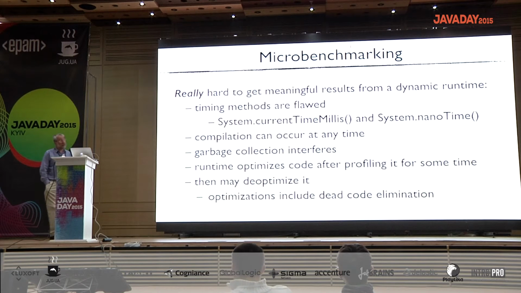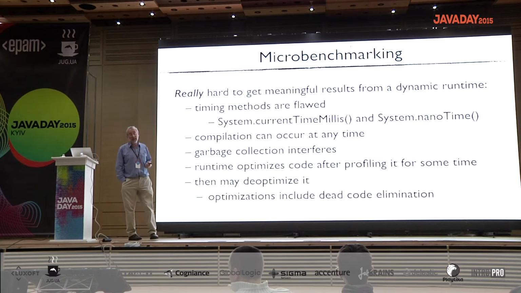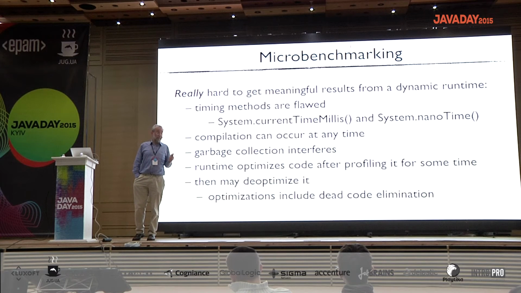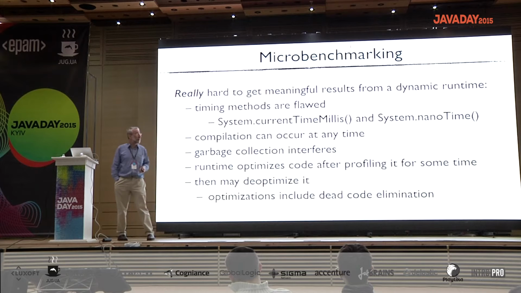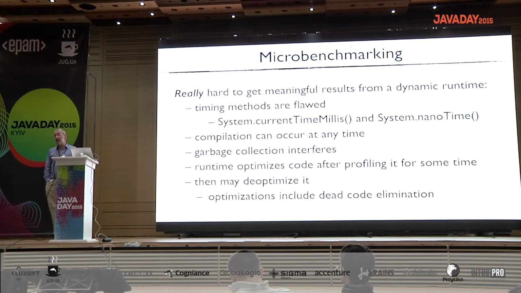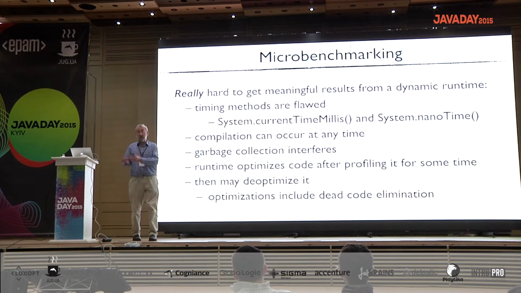So, for example, the JVM provides two measurement methods, currentTimeMillis and System.nanoTime, and both of them are significantly flawed. The granularity of currentTimeMillis is dreadful, and System.nanoTime's implementation varies radically on different hardware platforms. The just-in-time compilation can occur at any time, and you can't control when it's going to happen. In the middle of your measurements, garbage collection may kick in, and of course that will distort your results considerably. If it kicks in for one experiment but not for another one, you have to control that external factor.